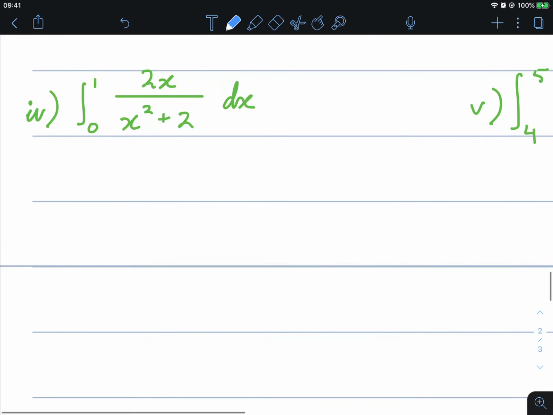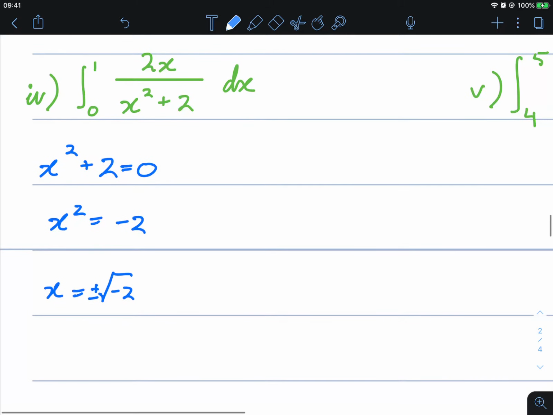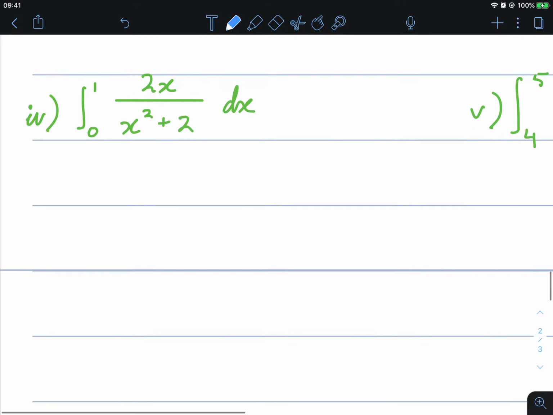So we should always check first our asymptotes. So x squared plus 2 equals 0. Solving for x here, plus and minus square root of negative 2. As far as we're concerned, this doesn't exist. So for this, there is no asymptote that we know of, so we can continue with this integration as per usual.